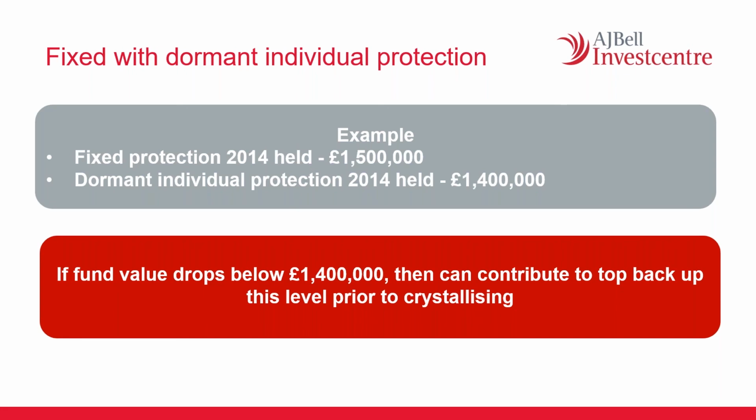with the fixed protection because it's at a higher level. But if for whatever reason your funds do drop, at least individual protection allows you to make contributions back up to that existing fund level. Whereas any contribution you make will invalidate your fixed protection, the individual just gives you an insurance policy really, which is better than dropping all the way back down to a standard lifetime allowance.